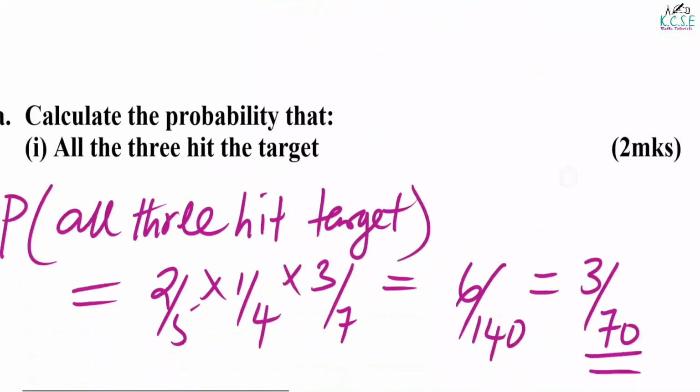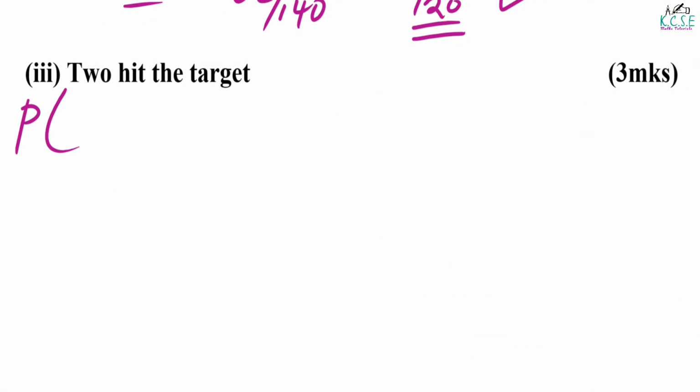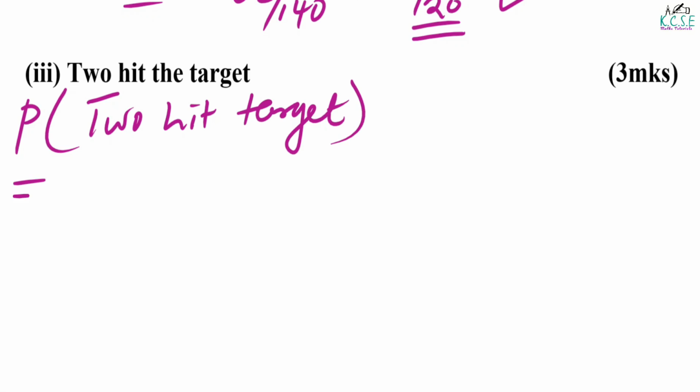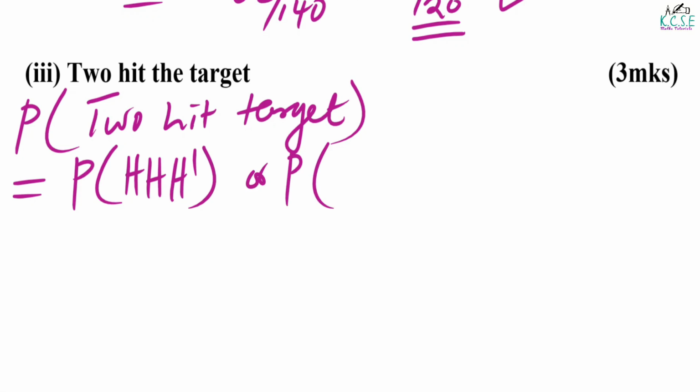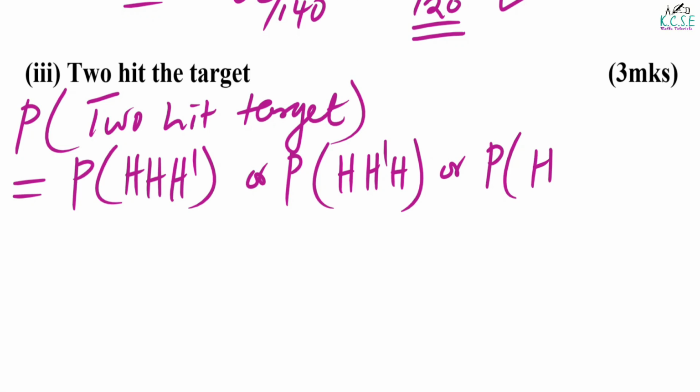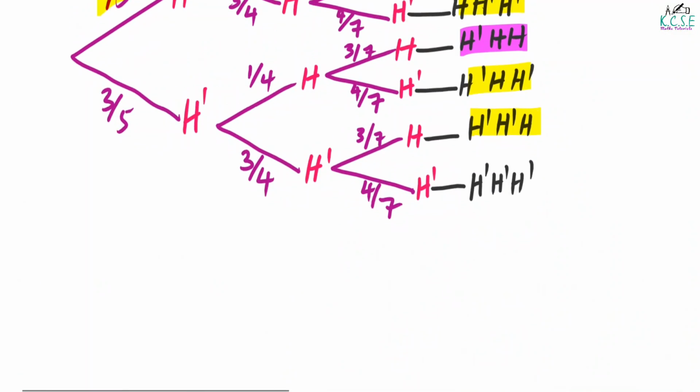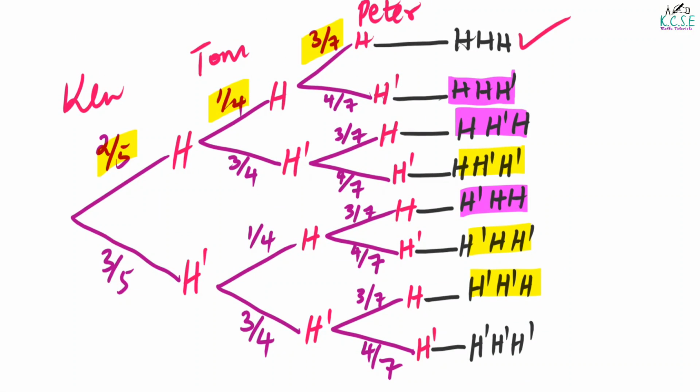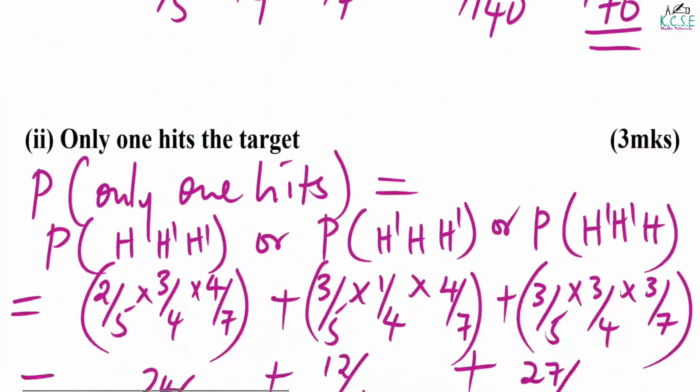Now putting down, the probability that only 2 hit the target will be given by the probability of hit, not, hit, not, or the probability of hit, not and hit, or the probability of hit, not and then hit. So those are the instances that you have highlighted where only 2 will hit the target and 1 will miss. So let's go to now multiplying them out and then we finish.